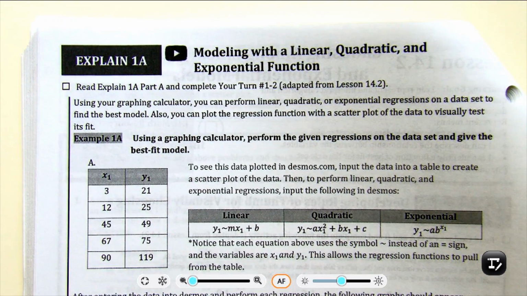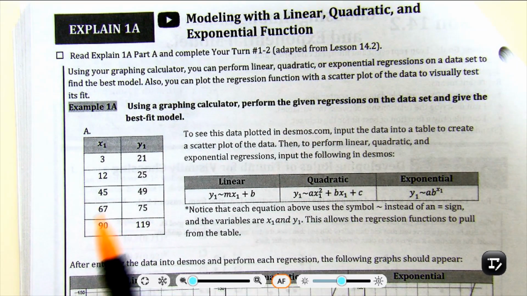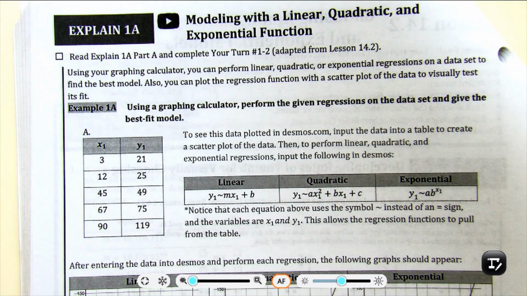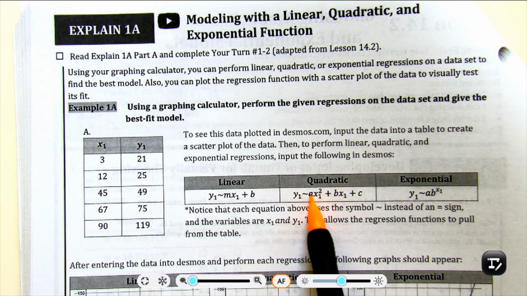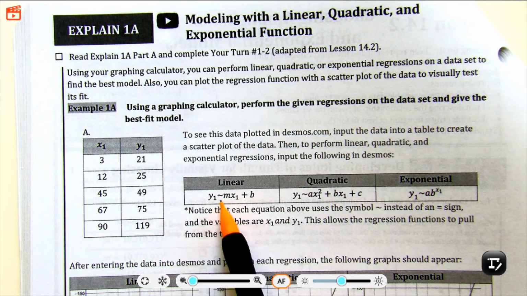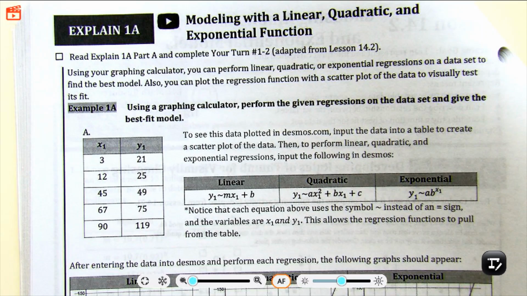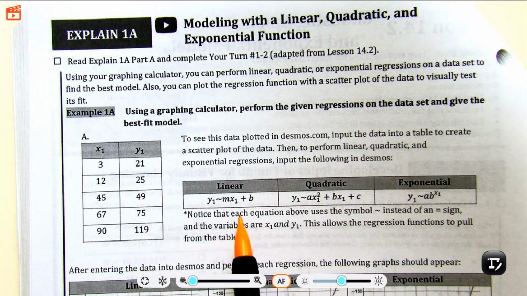So in Desmos, we first need to type in a table, and then we need to type in these equations. Notice that there is no equal sign. When we type this in Desmos, we have to use this symbol instead of an equal sign. And for the variables, we have to actually use a subscript. So y1 is equal to mx1 plus b. But I'm going to be giving you a link so that you don't have to worry about typing these. All you have to worry about is plotting your table and then reading your table.